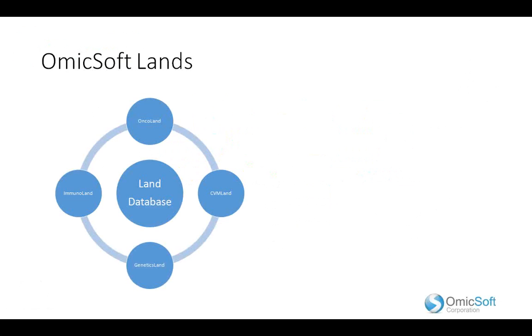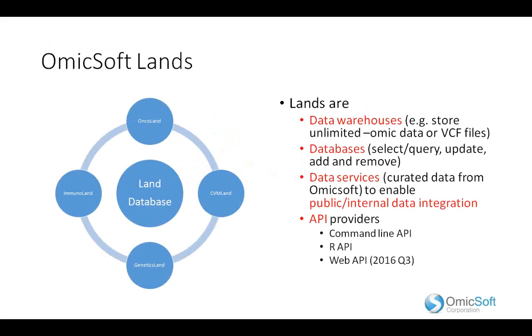the scope of the land was still trying to provide a centralized data management for these different data types. So land first is the data warehouse. For example, we are able to store unlimited omic data, unlimited VCF files. It's definitely a database in that a VCF is a VCF file. If you want to do any modification, you have to create a new VCF file. So that's not a database VCF file.